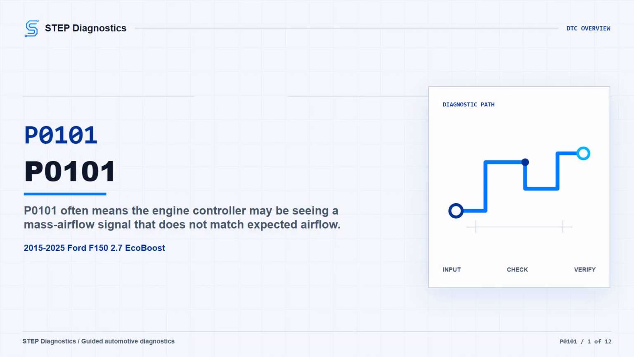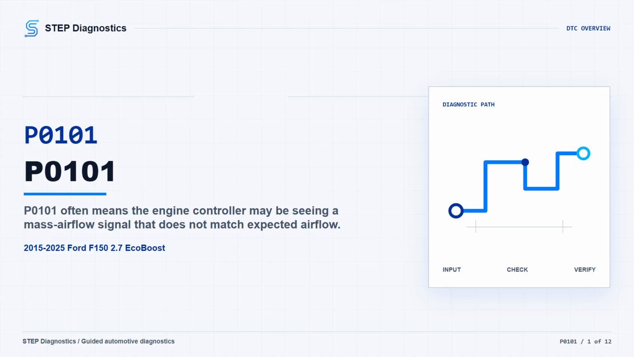On this Ford F150 2.7 EcoBoost, P0101 is a mass airflow performance type code. In plain terms, the engine controller may be seeing an airflow signal that does not line up with what it expects. The truck may hesitate, idle rough, lack power, or just turn the light on with little complaint.